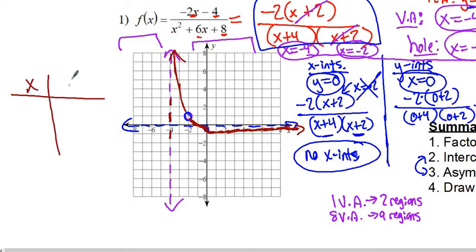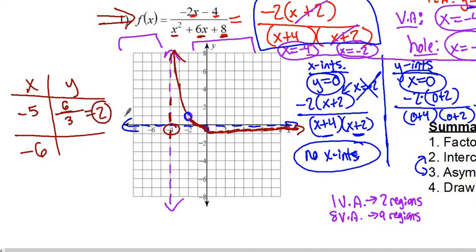Let's get the left region. In order to do that, this asymptote here is -4, so we need 2 values to the left of -4. Let's use -5 and -6, and we're going to plug them into this right here. If we plug in -5, we have -2 times -5 is 10, minus 4 is 6, and the bottom would be -5 squared is 25. 25 plus that 8 is 33, and 33 minus 6 times -5 is -30, so 33 minus 30 is 3. So that gives us the point (-5, 2) on the graph right here.